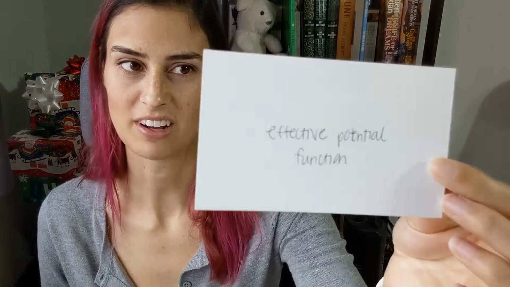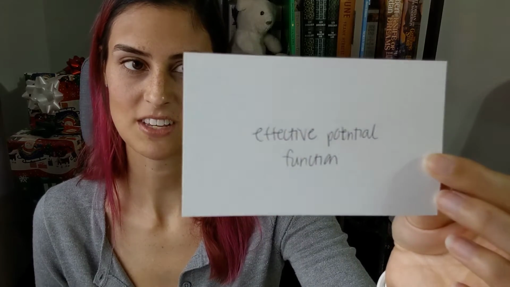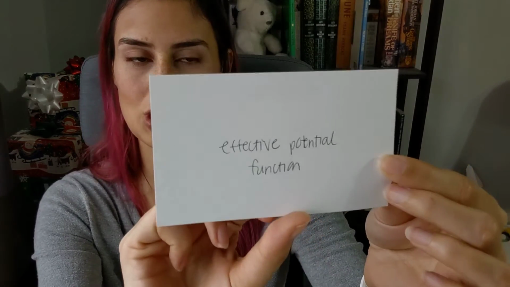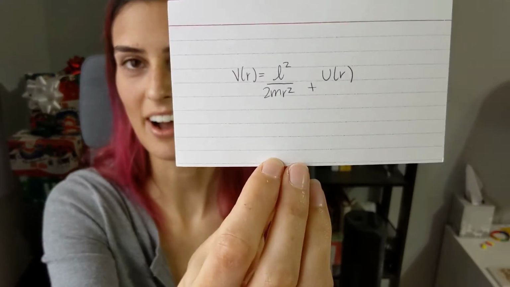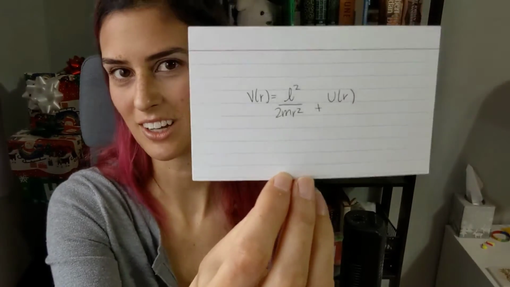The effective potential function. This is V of r equals L squared over 2m r squared plus U of r. I honestly don't even remember what this is. I'm sorry. I apologize.